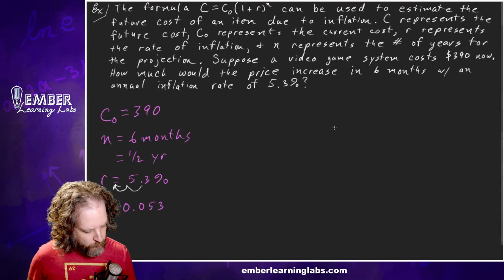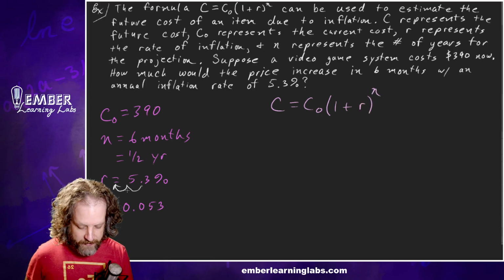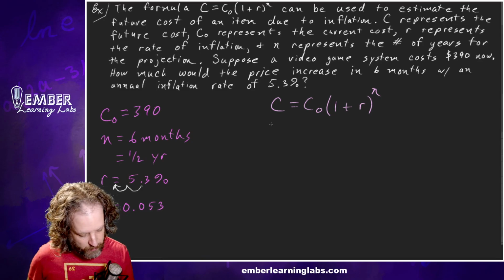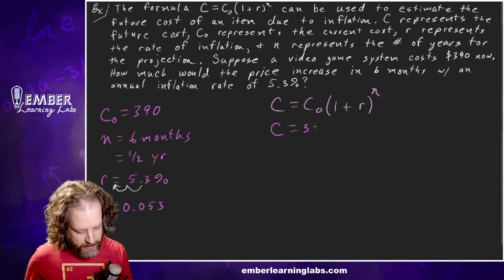So now we've got the thing. We're going to use this formula that we were given in the problem. C equals C naught times 1 plus R to the n. And then we just plug stuff in where it goes, right? So C stays C. C naught is 390.